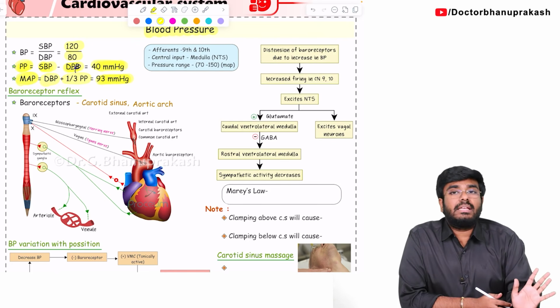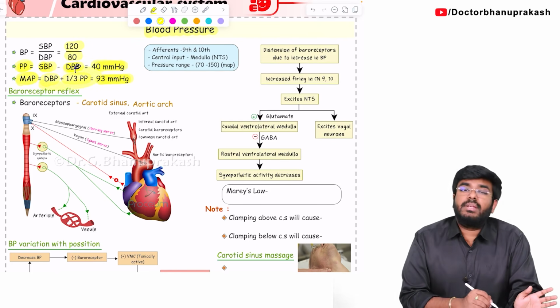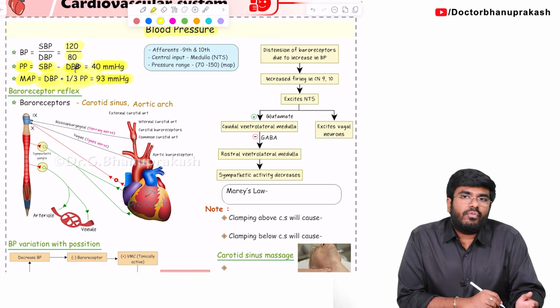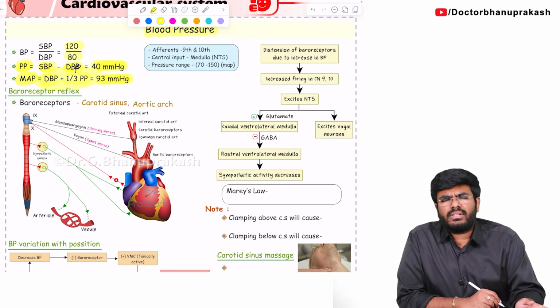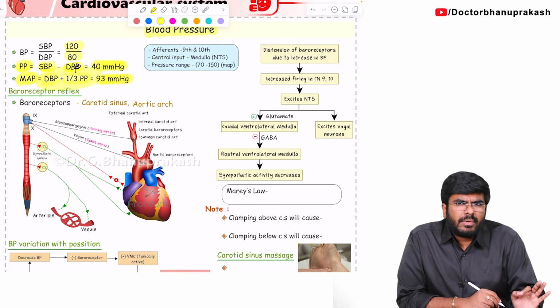That's the mean arterial pressure. There is one more formula to calculate the mean arterial pressure: 1/3 of systolic blood pressure plus 2/3 of diastolic blood pressure. We are not concerned about that right now. So the average BP in our body is called the mean arterial pressure, and its value is 93. That's it.